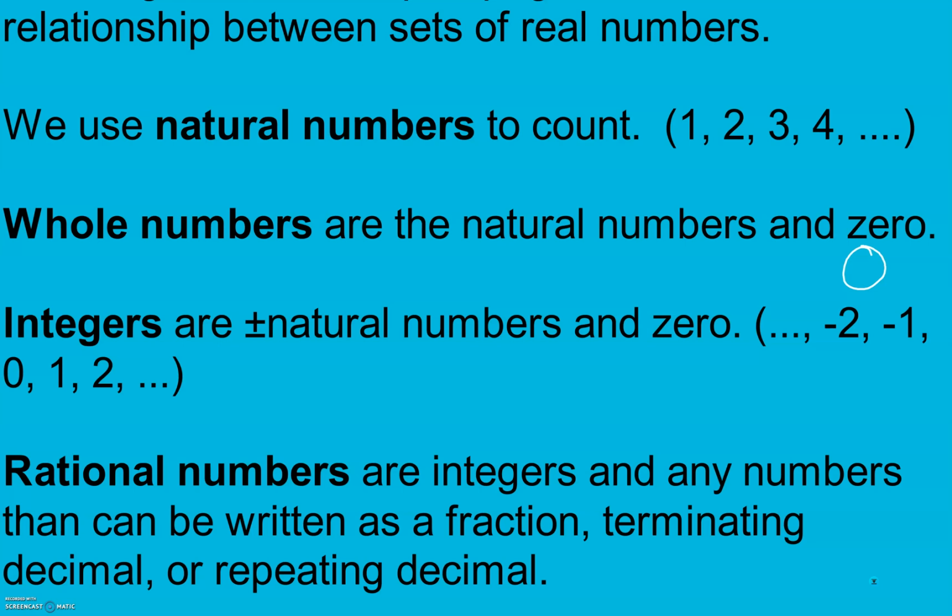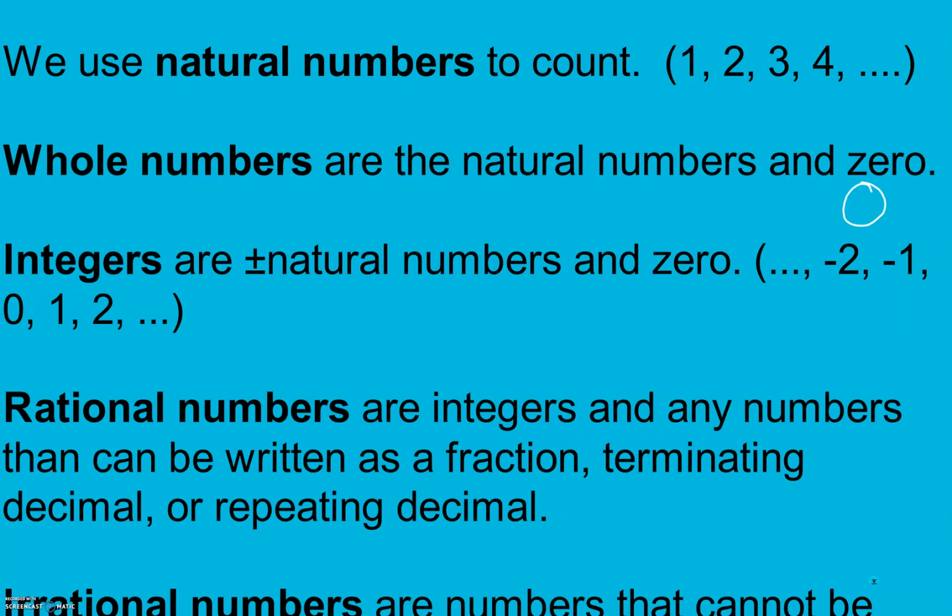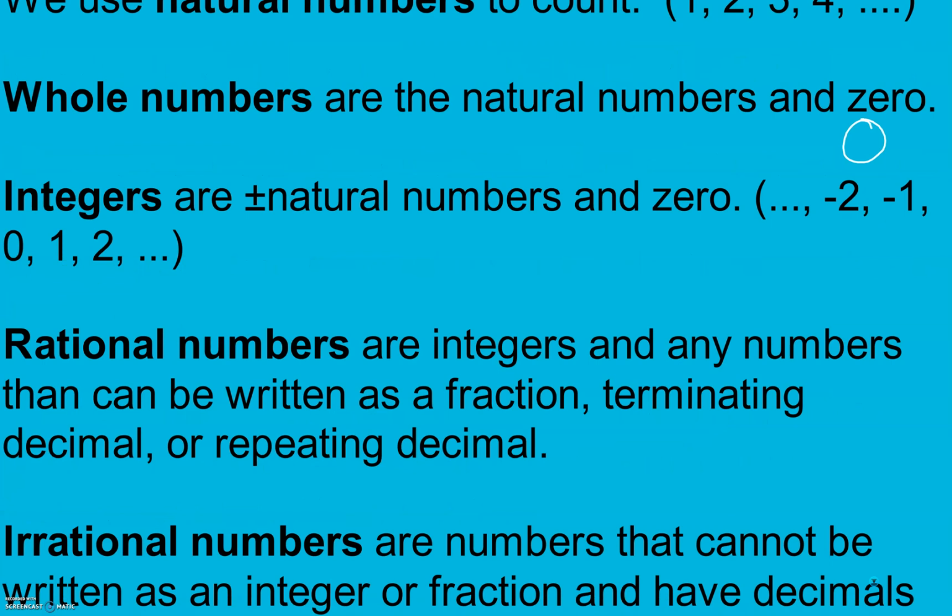Okay, rational numbers, however, are integers and any numbers that can be written as a fraction, terminating decimal, or repeating decimal. Okay, so if they have a decimal or a fraction, but that decimal terminates or repeats, then it's a rational number. And keep in mind that natural numbers are also whole numbers, are also integers, are also rational numbers. Whole numbers are also integers, are also rational numbers. Integers are also rational numbers.